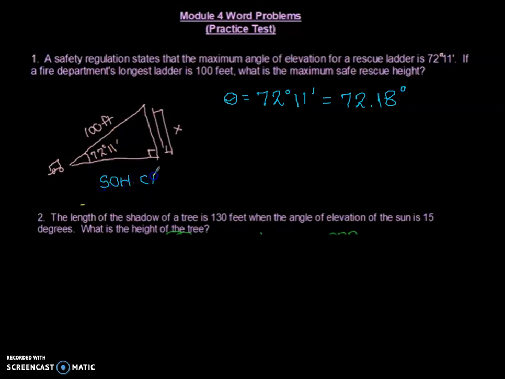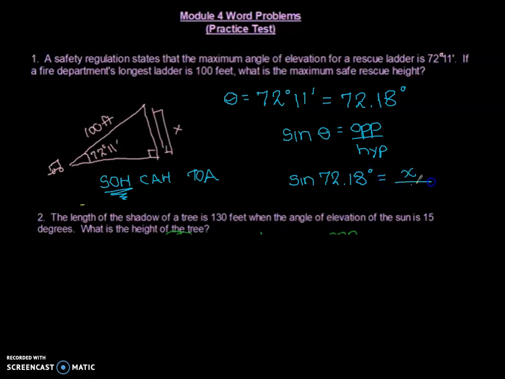So applying SOHCAHTOA, notice in relation to the angle, we have the side opposite of the angle and we have the hypotenuse. So the side opposite of the angle and hypotenuse would be sine. So sine of theta equals opposite over hypotenuse. Filling in the values that I have, sine of 72.18 degrees equals the opposite, we don't know, we'll call it x, over the hypotenuse, which is 100.